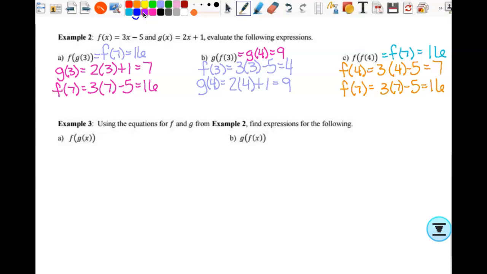Okay, so if I have f of g of x, I have to find g of x first, right? I found it. It's right there. So then f of g of x will give me 3 times 2x plus 1 minus 5, which gives me 6x plus 3 minus 5, 6x minus 2. All right? Yes? Okay, so now do g of f of x.